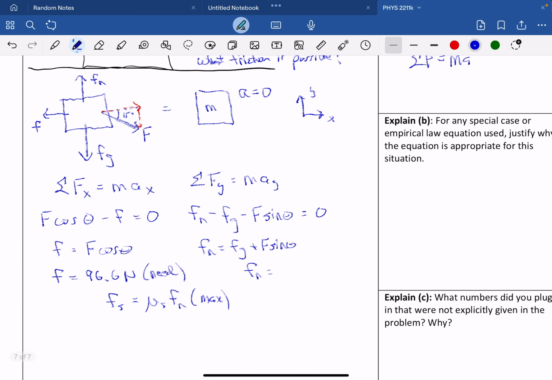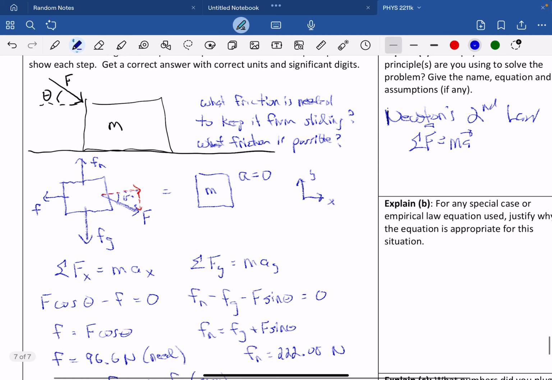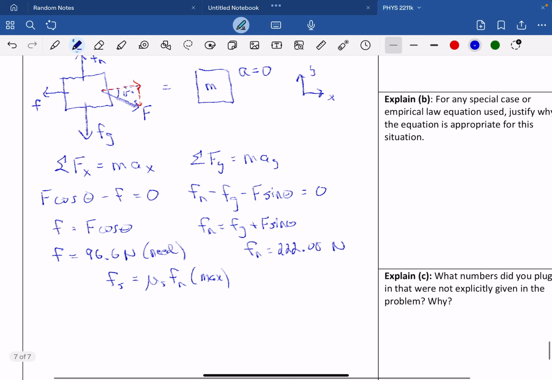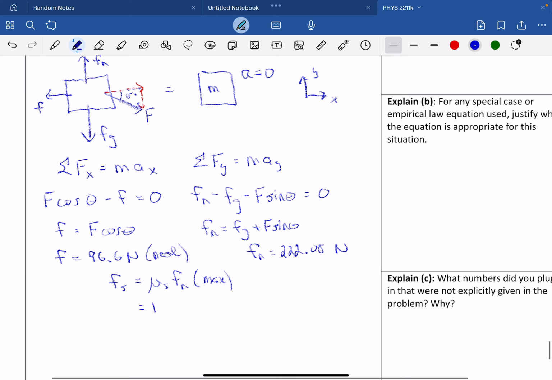So our normal force is 222.08 newtons, which means that our maximum possible friction force is that times the coefficient of friction, which is 0.6. So the maximum possible static friction force is 133 newtons, which is more than the friction force needed to keep the object still, which means the object will in fact stay still.